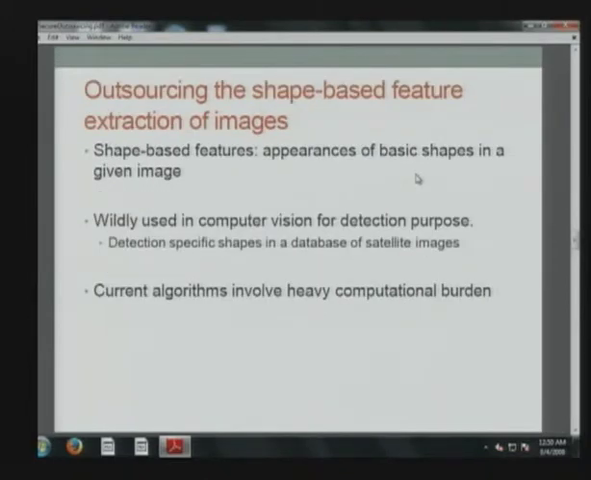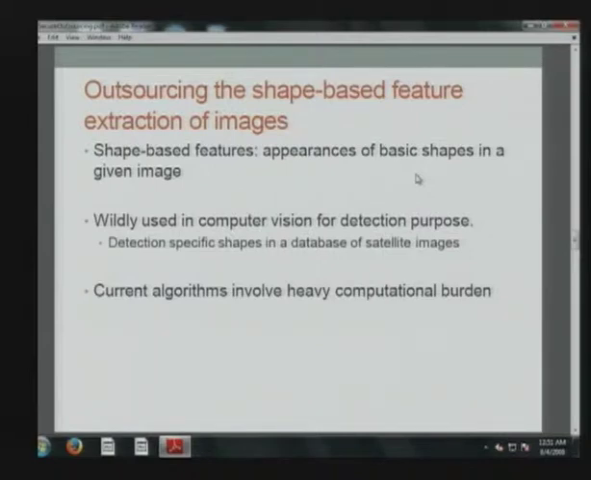Okay. And now we are ready to present our research on outsourcing the shape-based feature extraction of images. So this problem is to find where the appearances of basic shapes are in a given image. This is widely used in computer vision for detection purposes. So, for example, they can use this algorithm to detect specific shapes in a database of satellite images. You can find where the straight lines and circles are in the images.